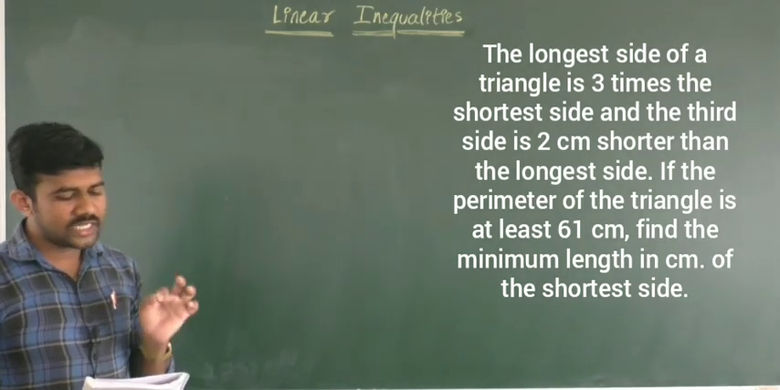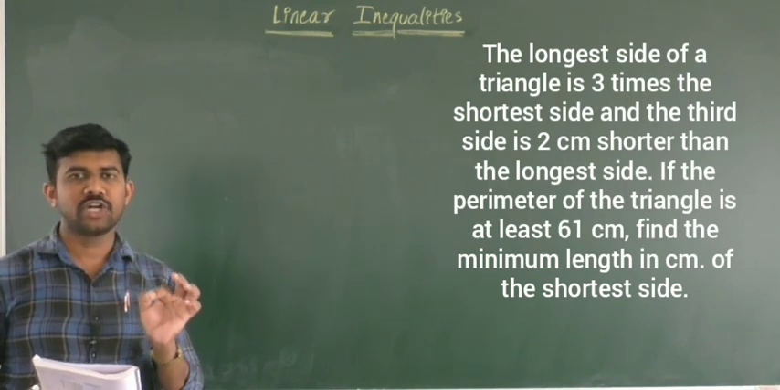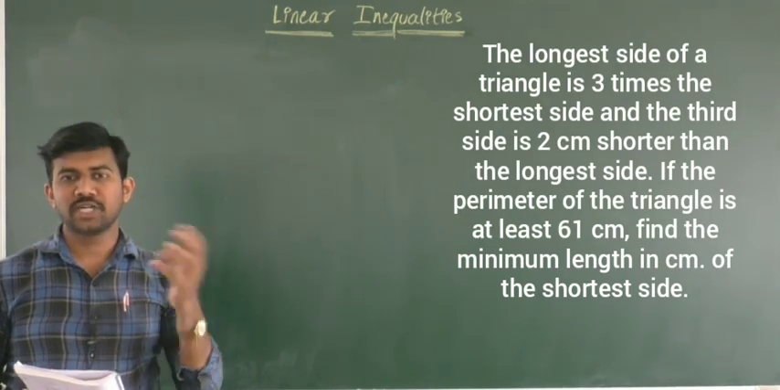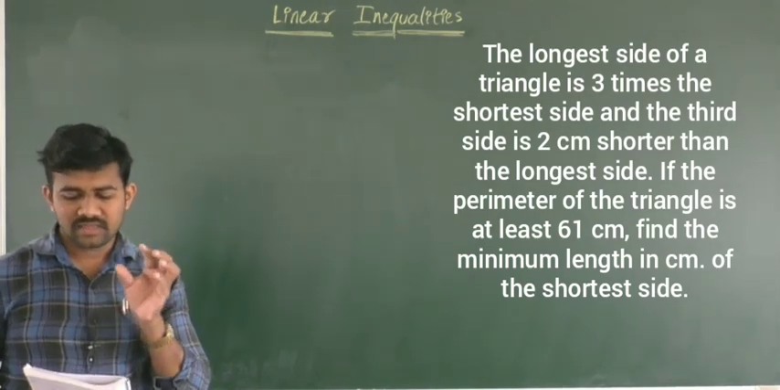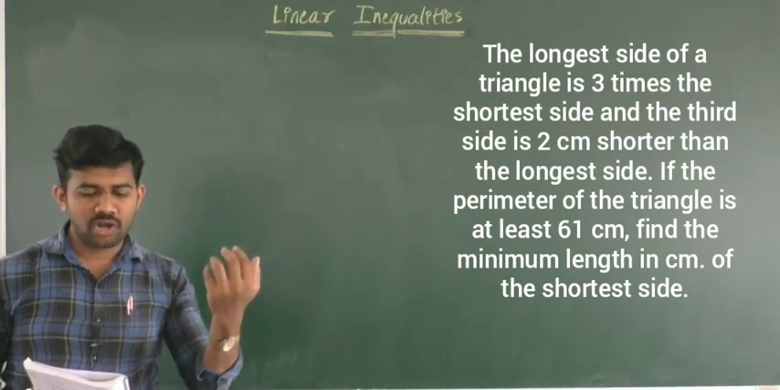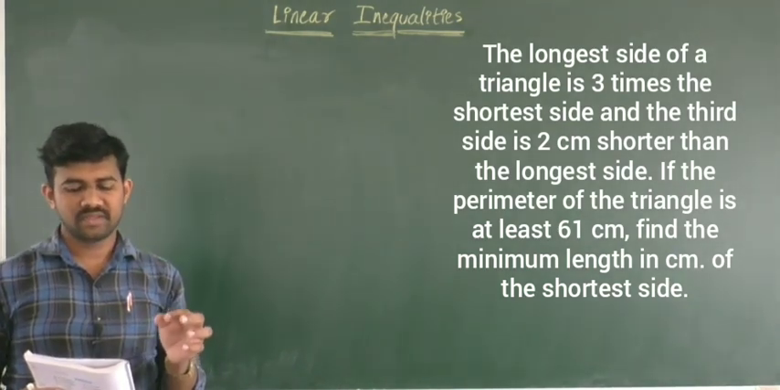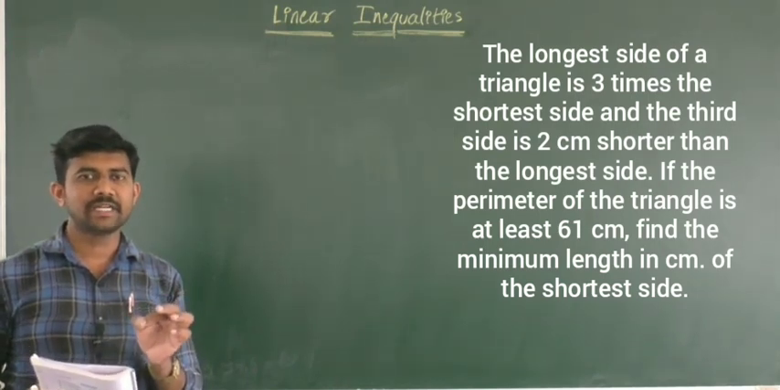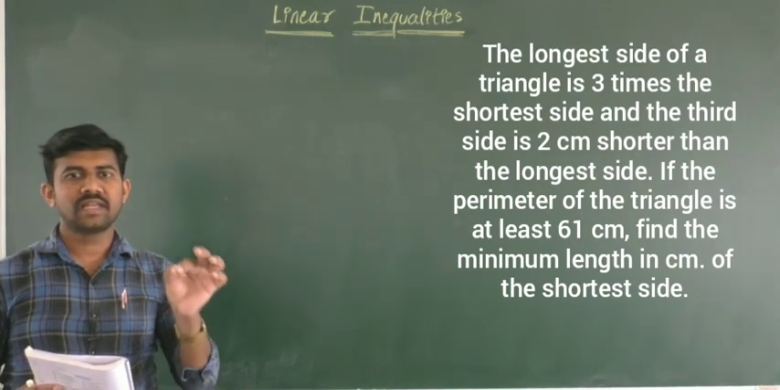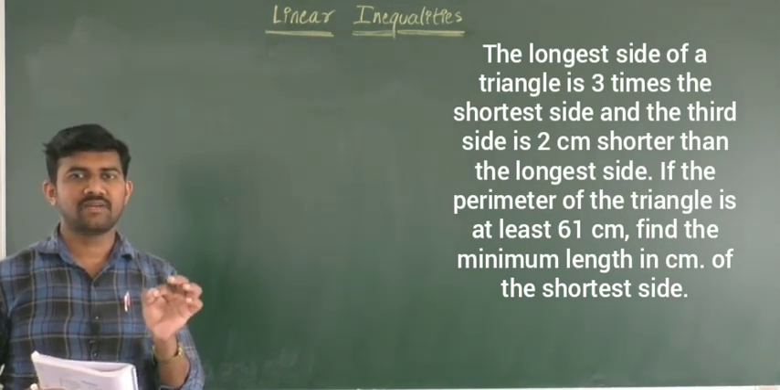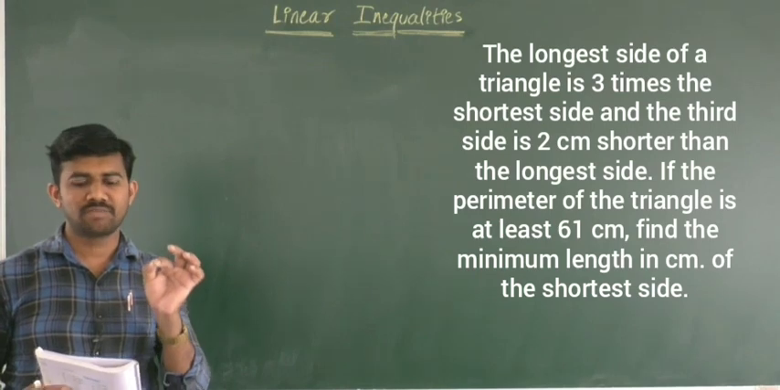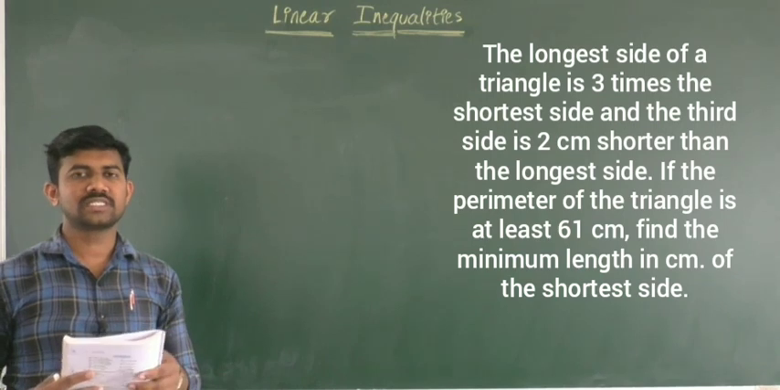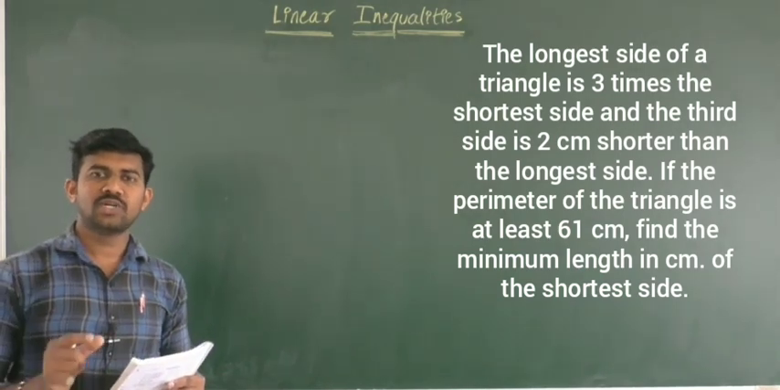The longest side of a triangle is 3 times the shortest side and the third side is 2 centimeters shorter than the longest side. If the perimeter of the triangle is at least 61 centimeters, perimeter means what? It is the sum of the lengths of each side of the triangle, which is 61 centimeters. Find the minimum length of the shortest side.